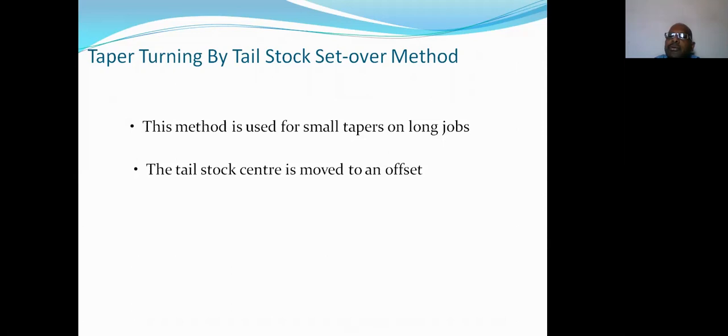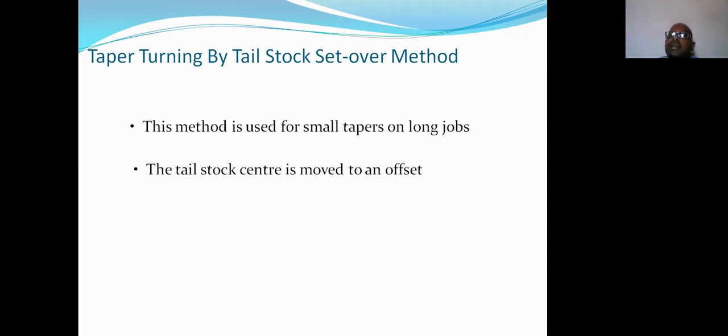Otherwise, if the length of the job is smaller, there is no need to keep the tailstock in contact with the job. But in the tailstock setover method, it is compulsory to fix both the ends in contact with the running center, that means headstock center and tailstock center. So in this one, the center position is making some offset. Here it is not possible to offset to larger distances. As it is not possible to offset to larger distances, the angle produced on the taper job is restricted to a certain value only.